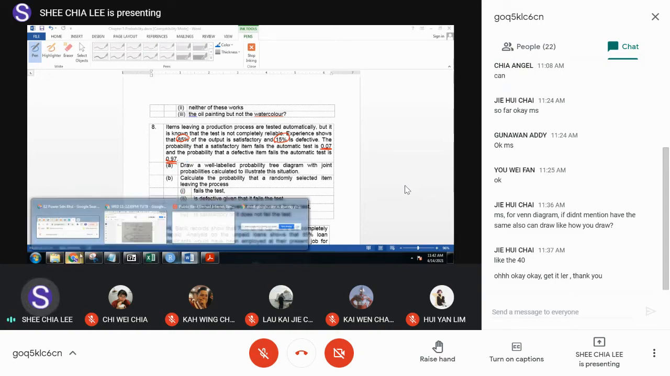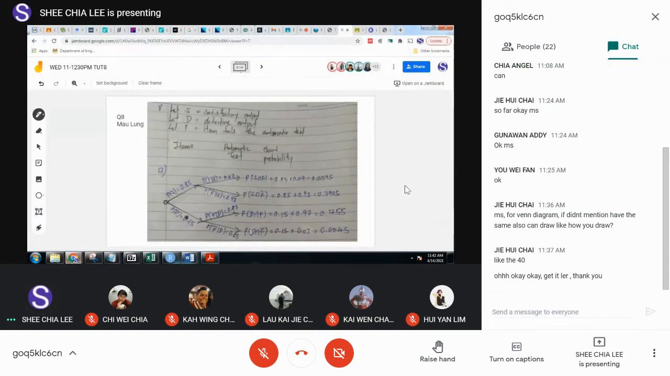So when you draw a tree, you have to define first. You use S, D, and F. So you define S, D, and F. Up to you, you can use A, B, C, or any alphabet that you like. But I personally feel that you use S for satisfactory, D for defective, and F for fail, because it will be easier for you to relate to the tree diagram later.